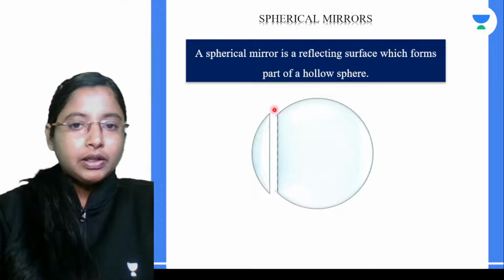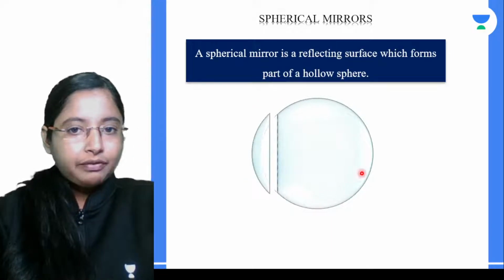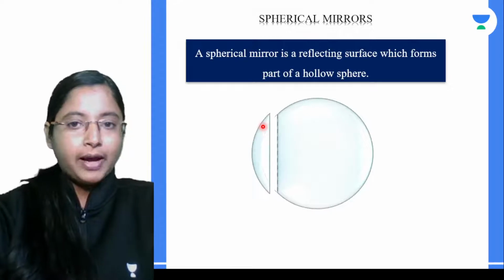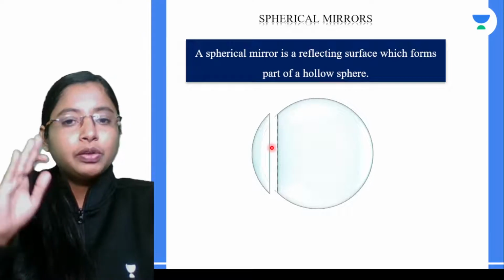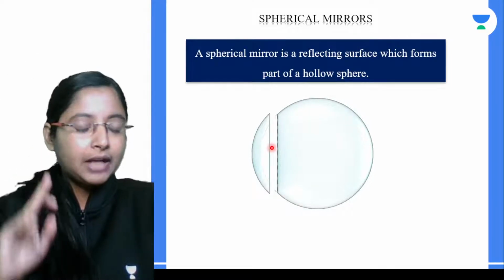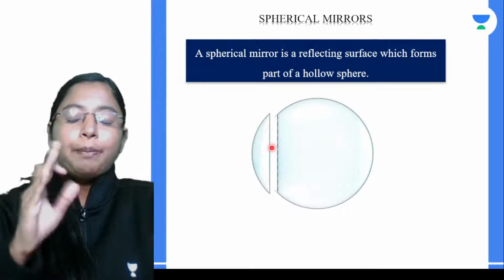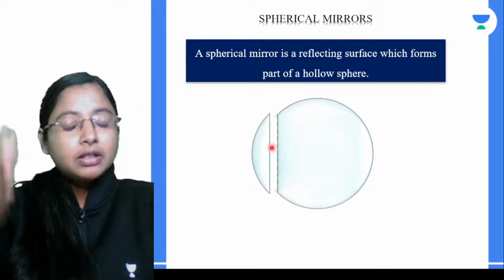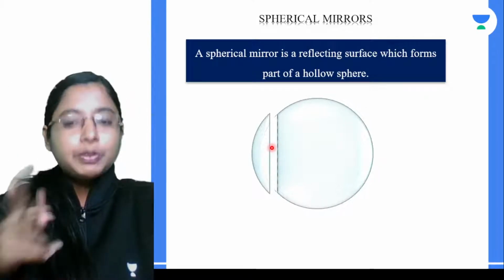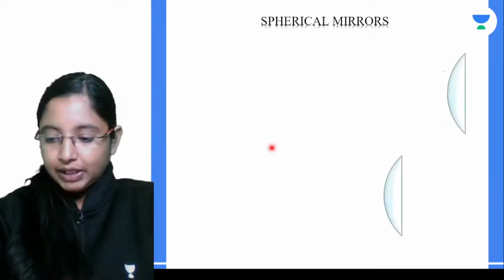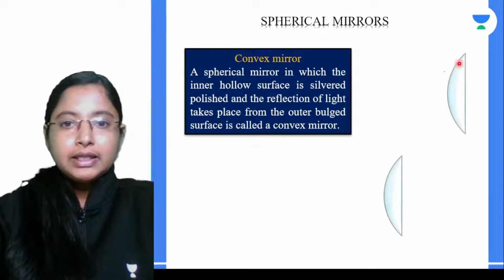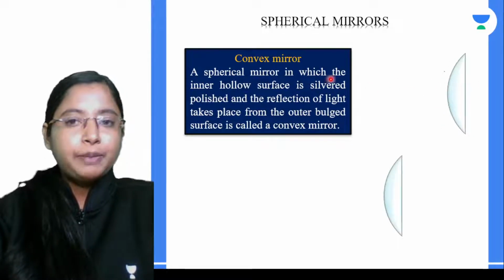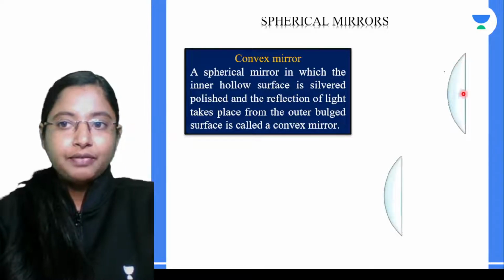Now, spherical mirrors are themselves a part of hollow spheres, and now that you have the spherical mirror, one side of the mirror can be polished. So depending on which surface you're polishing and which surface becomes the reflecting surface, spherical mirrors can basically be given as two types. In this particular case, a spherical mirror in which the inner hollow surface is silvered, so the inside surface over here is silvered.